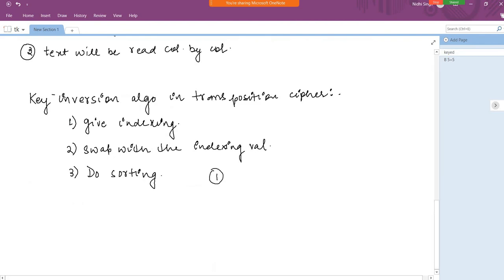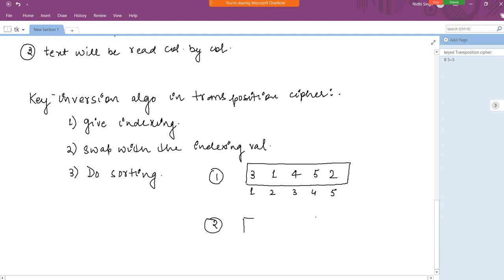So first step says give the indexing. What is my encryption key? 31452. This is my encryption key. So first give the indexing. So the index value is 1, 2, 3, 4, 5. What is my second step? Second step is swapping with the index value. So just perform the swapping. So it will be 1, 2, 3, 4, 5 and it will become 3, 1, 4, 5, 2.